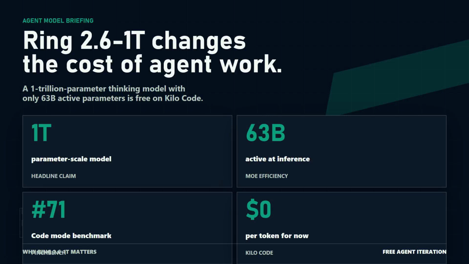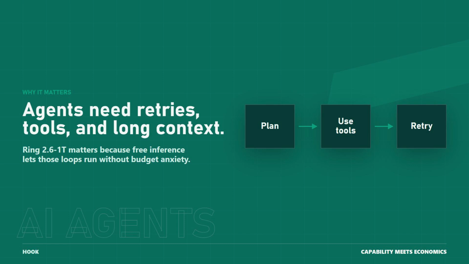Ring 2.621T is a free 1 trillion parameter thinking model that runs on just 63 billion active parameters, and it ranks number 71 in coding benchmarks. Here's why that changes the game for agent workflows.